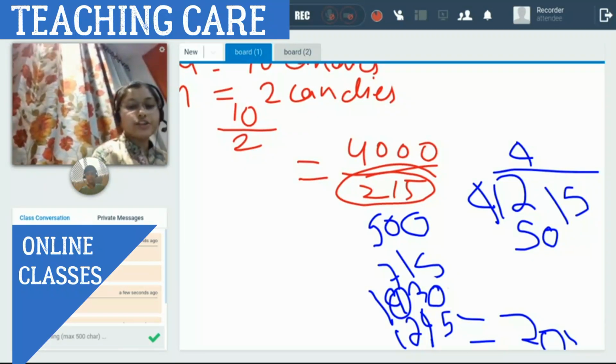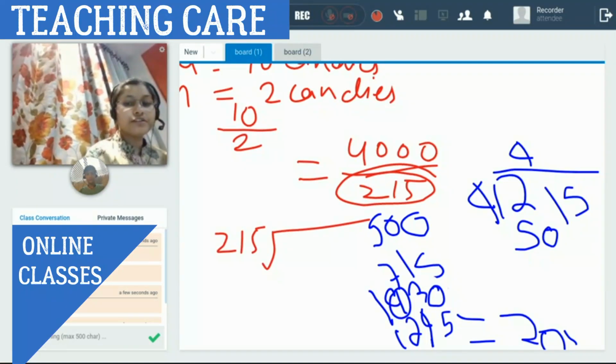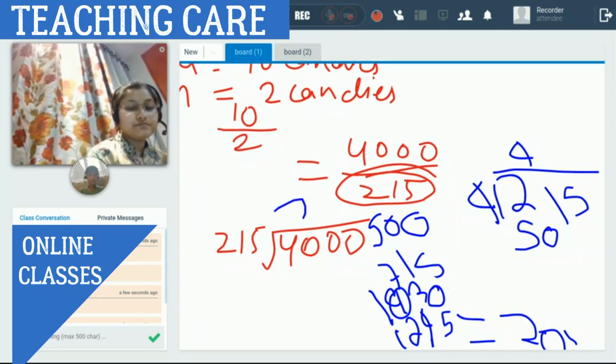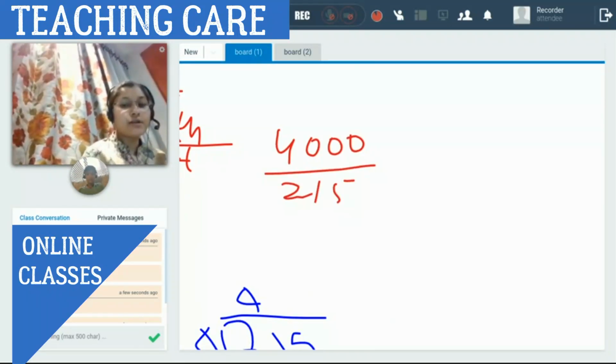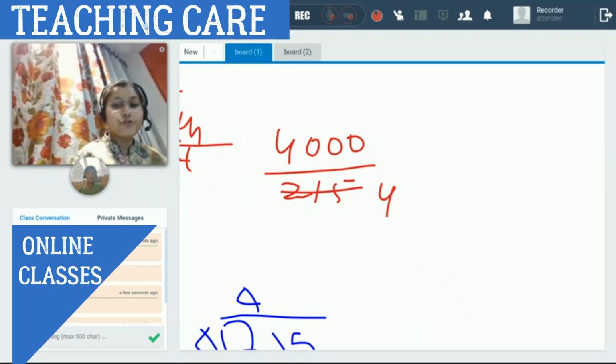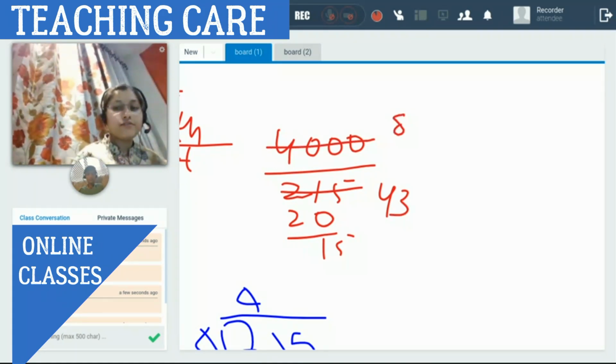No, you are doing wrong. 215 is denominator, so it should be outside, and 4000 is numerator, so it should be inside. Another easy way to solve this question: 4000 over 215. Both are multiples of 5. So 5 into 4, 20. 5 threes, 15. 5 eights, 40. 0, 0.